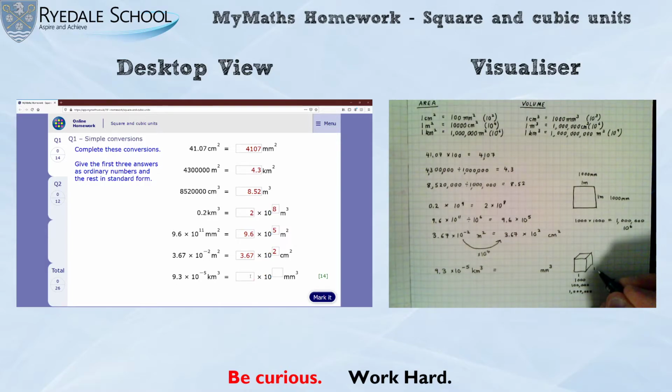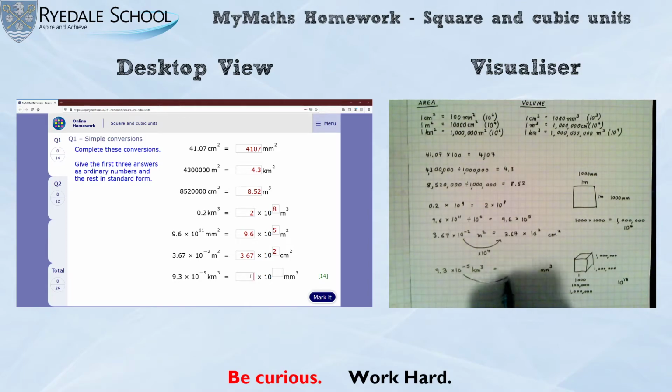It would have to be 1,000,000 by 1,000,000 by 1,000,000. So that's 10 to the power 6 times 10 to the power 6 times 10 to the power 6. That sounds like 10 to the power 18 millimetres cubed in a kilometre cubed. So I'm going to have to multiply this by 10 to the power of 18.